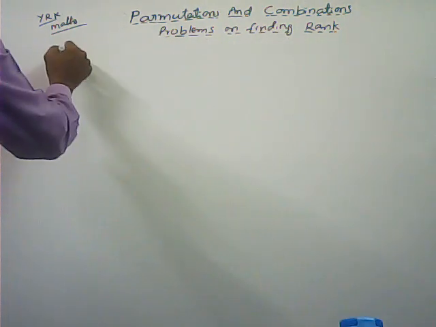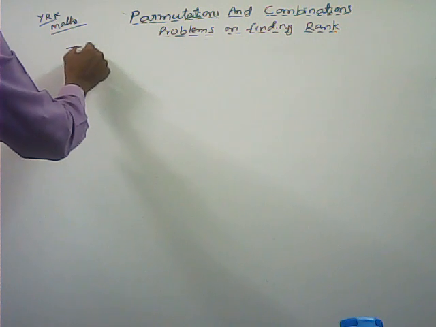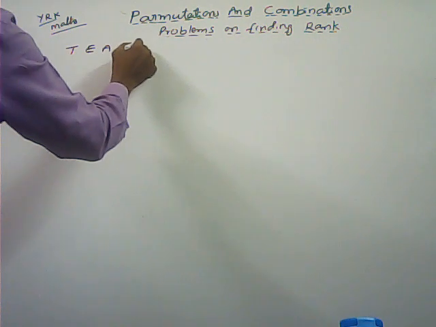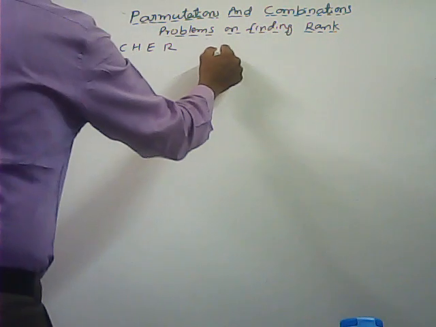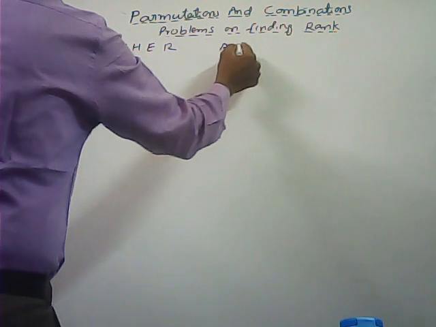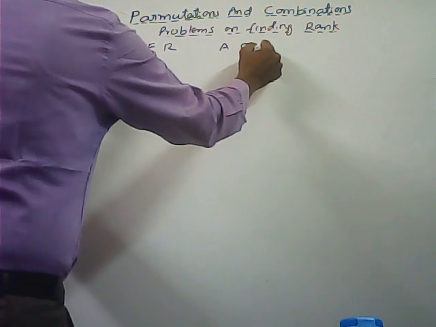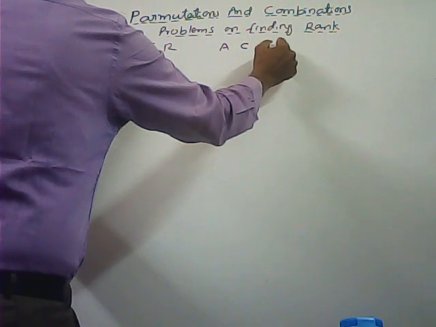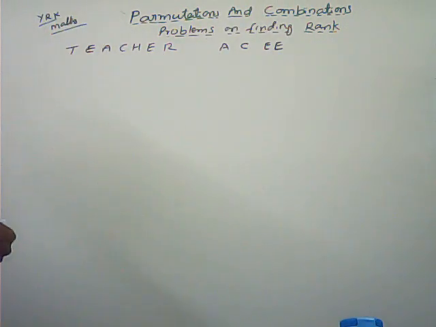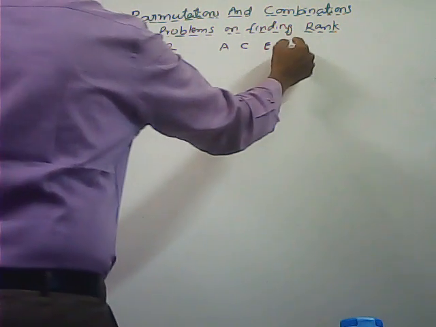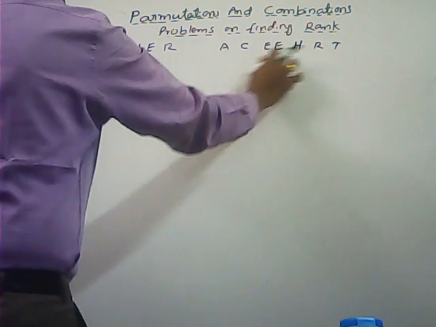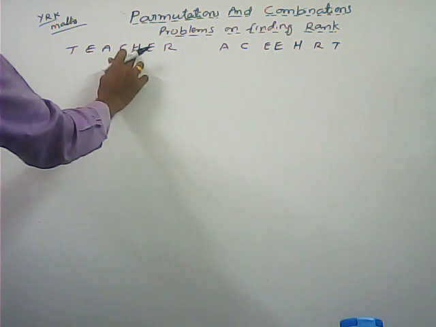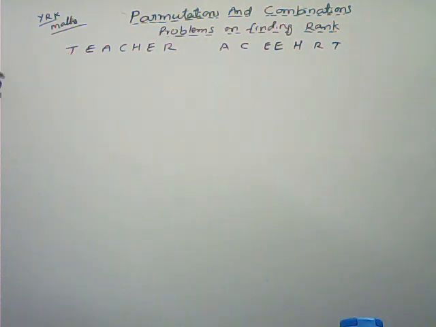For example, teacher. What is the rank of the word teacher? If I write in the alphabetical order A, B, C, D, E, E repeated 2 times, E, H, R, T. 4 plus 3, 7. 1, 2, 3, 4, 5, 6, 7. Now, repetitions are there. How to find the rank of the word?